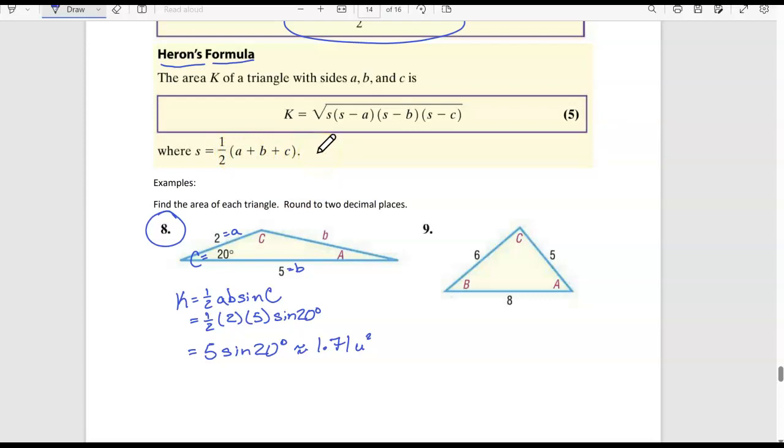So if we look at 9, we don't know an angle here, so it's going to be easier for us to apply Heron's formula. We're going to start by finding S, and I'm going to use that cursive S, so it makes it clear that that's not a 5. So S is going to be 1/2 of the sum of the sides. I'm labeling everything here, sides A, B, and C. So it's going to be 1/2 of 6 plus 5 plus 8.